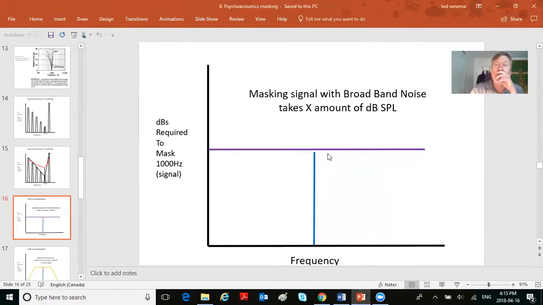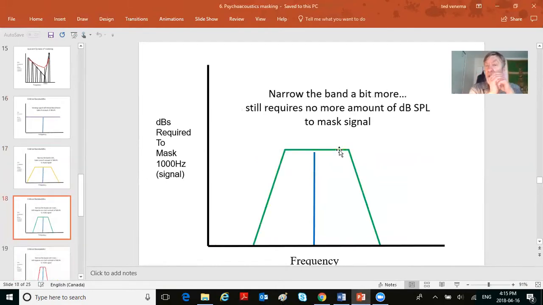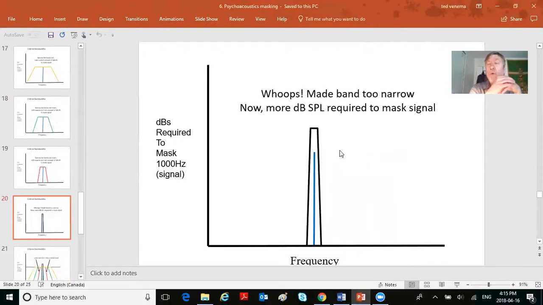Okay, cool. He then experimented and said, well, what happens if I cut off a little bit of it? Take away some of the lows and some of the highs. And what he found out was nothing. It stayed the same. Didn't affect anything. So he said, well, what if I take off a little bit more? And what happened? Nothing. It stayed the same. What if I take off a little more? Okay, nothing. That stayed the same. What if I took off too much? Now I've got to increase the level of the noise.